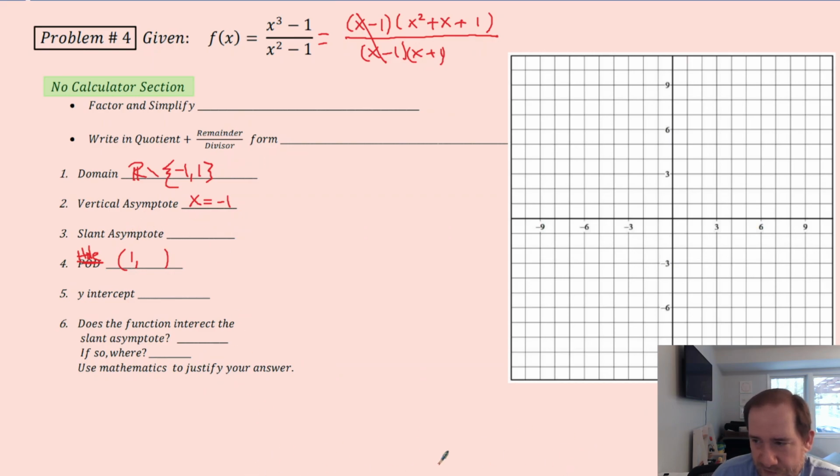Long division will give us its equation. For our y-intercept, we're still just plugging in 0. And you can see when you plug in 0, you get negative 1 over negative 1, which is 1. So the y-intercept is 0, 1. So that's a lot. That's a lot of stuff right there. In terms of factoring and simplifying, we get the quadratic.